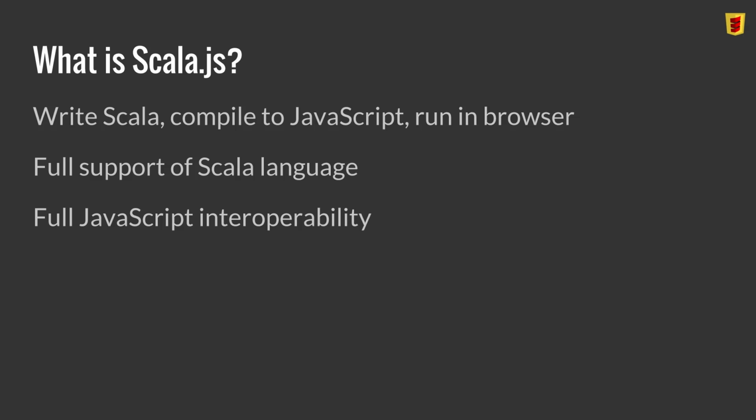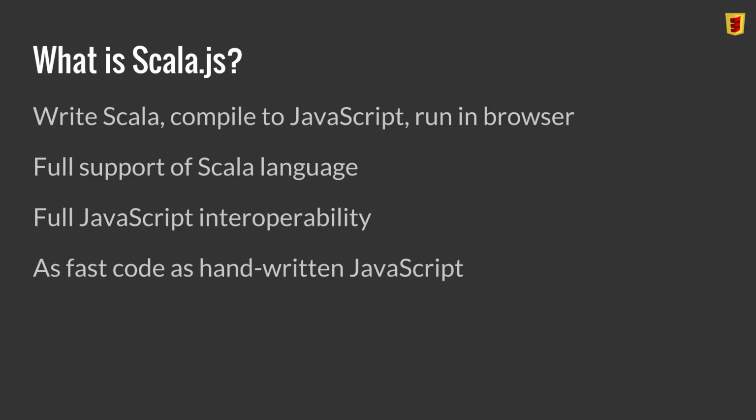But you also get full JavaScript interoperability. So you can use all the libraries you know and love, like jQuery and React, whatever. Everything is there. You can use it quite natively from your Scala code. It just looks like using another Scala library. And also the compiler produces very fast, optimized JavaScript. It's usually about as fast as your handwritten JavaScript, sometimes even a bit faster on some occasions.